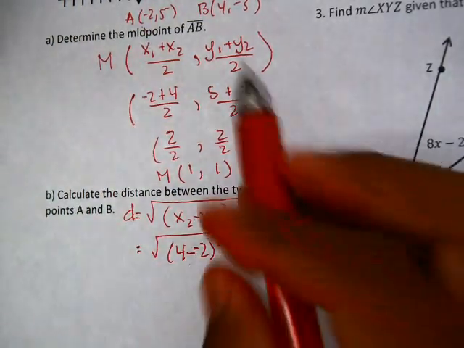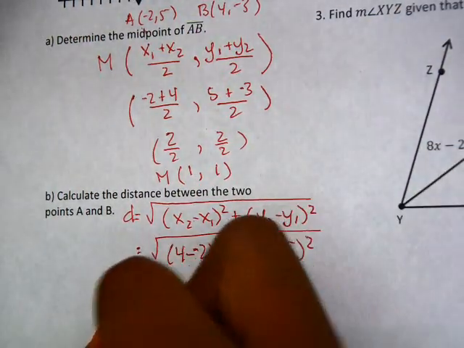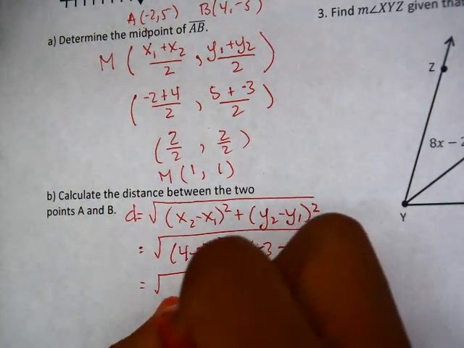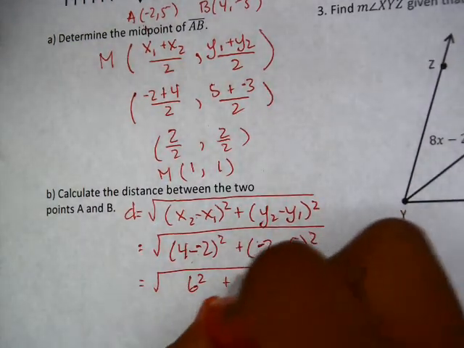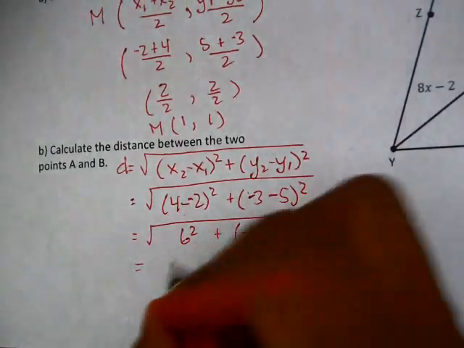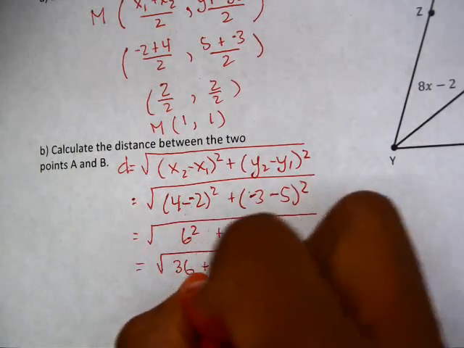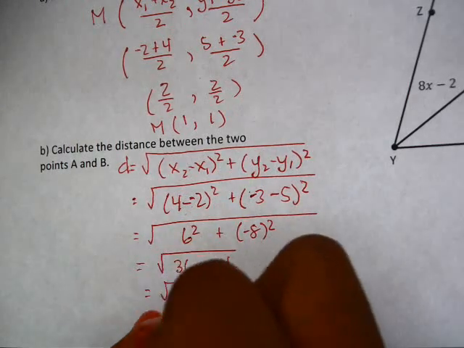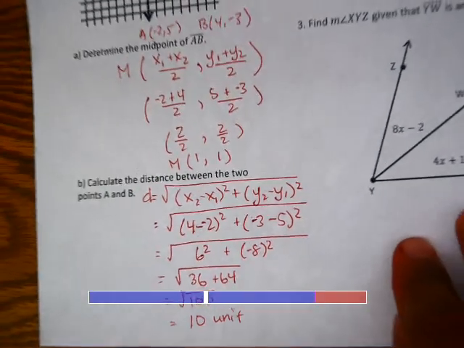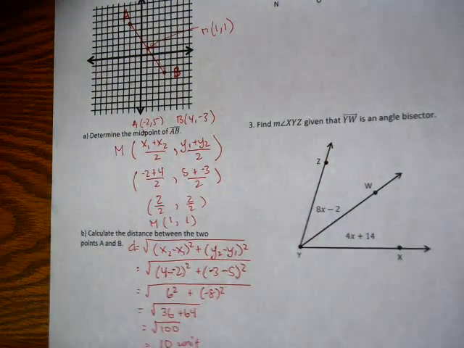Squared, y2 is negative 3 minus 5 squared. 4 minus negative 2 is the same thing as 4 plus 2, which is 6. Negative 3 minus 5 is negative 8 squared. 6 squared is 36. Negative 8 squared is 64. That's the square root of 100, which is just 10 units. So the distance between those 2 points, A to B, from here to here, that total length, is 10 units.